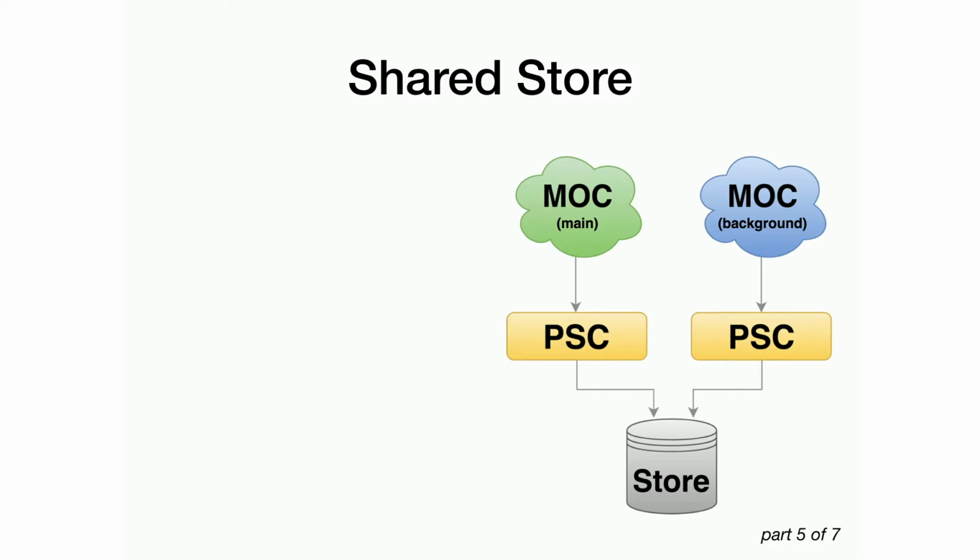And here's the next one, shared store. If we parallelize our stack even more, we will get to this model. Obviously, we have even more independent contexts, and even less impact from one context to another.